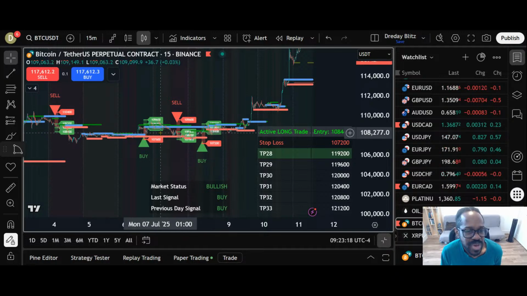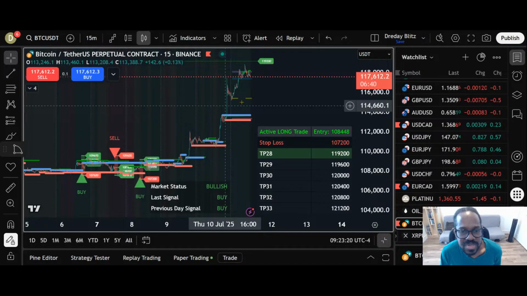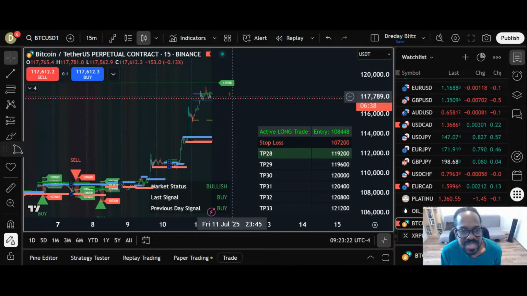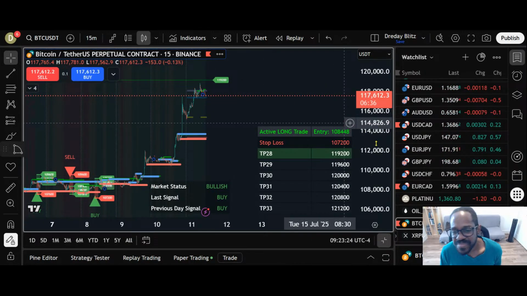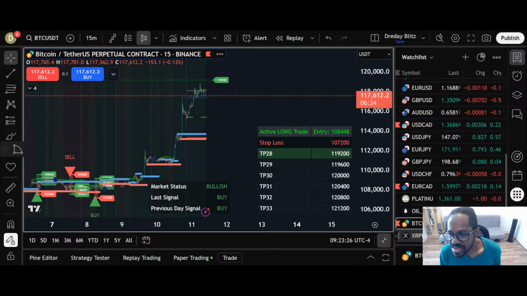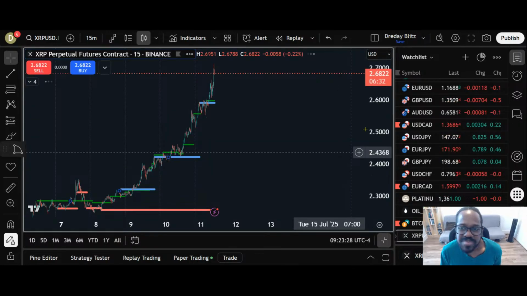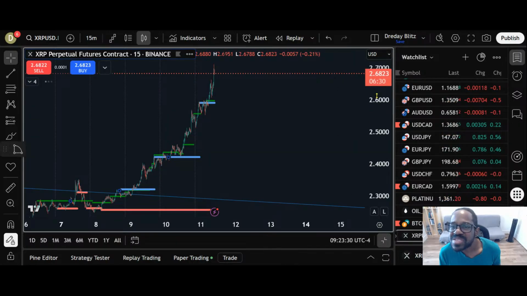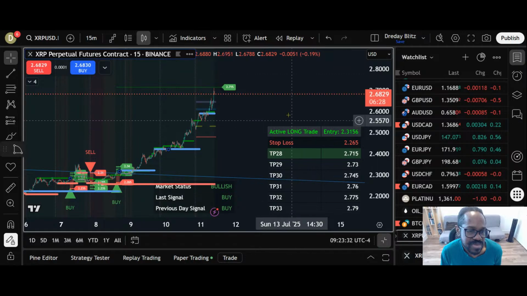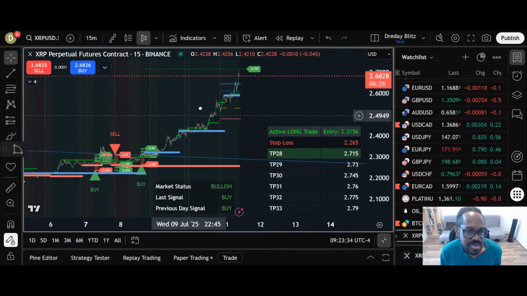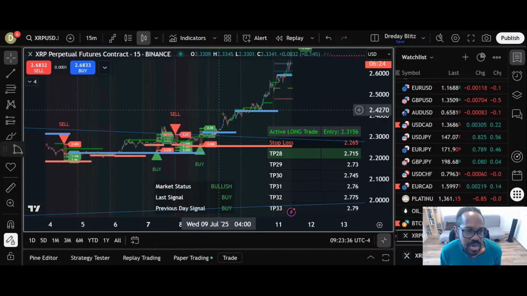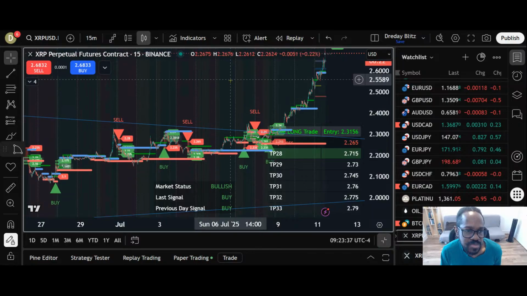Yeah, we're at 108. Now we're at 117. So everything is breaking out, especially XRP. XRP right now is at $2.60. It's still going strong.